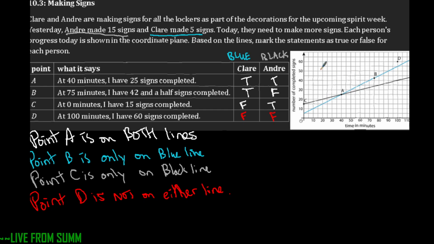So that's just a real simple intro of the solutions that are part of the lines. So if it's on the line, it's a solution. If it's on both lines, like we have for point A, then it's a solution for both points.